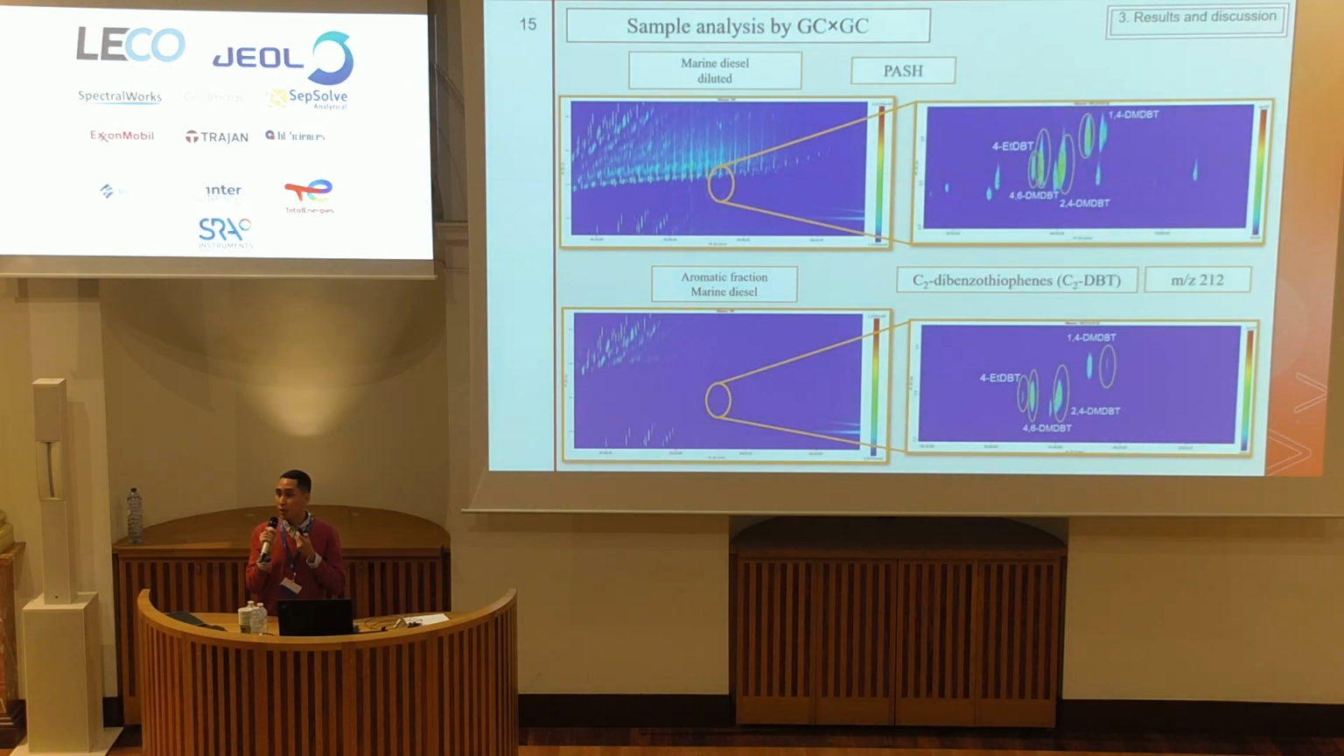And here, to explore a little bit more the efficiency of the separation of the GC-GC, we have the marine diesel diluted above and below the aromatic fraction and the TIC. And if we extract the ion related to the C2DBT, we will be able to see that the fractionation really affected it, and it's really significant, and we will be able to easily identify the compounds that we are looking for, but it also improves the separation in this kind of samples.